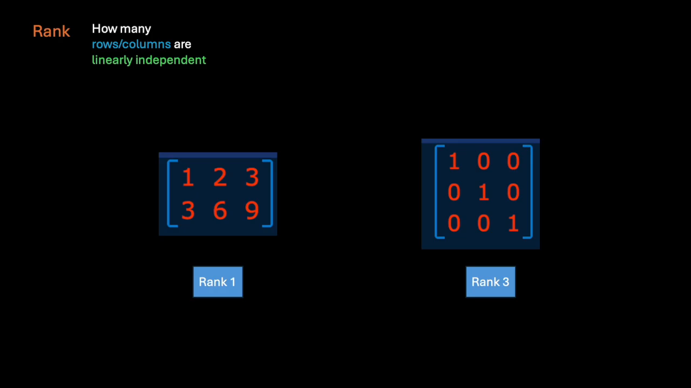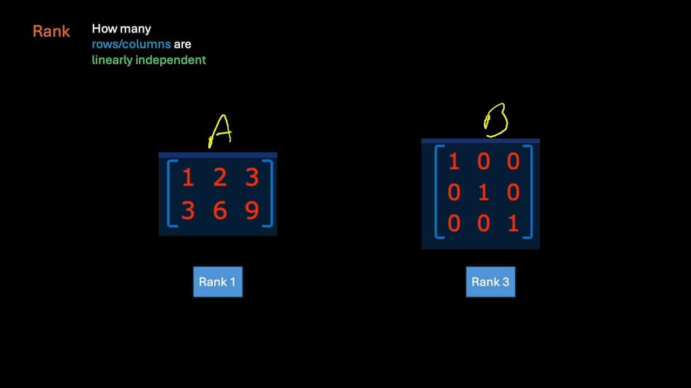The rank of a matrix is nothing but how many rows or columns are linearly independent. Basically, it represents the dimensionality of the vector space spanned by the matrix rows or columns. This will become clearer through this example. Suppose we have two matrices here, matrix A and matrix B. The rank of matrix A is 1 and the rank of matrix B is 3. Why? Let's try to understand that.